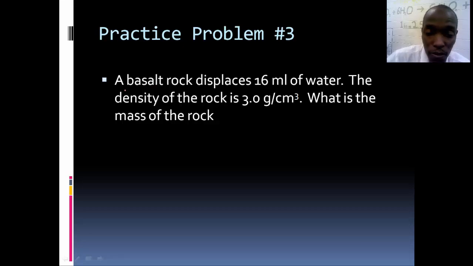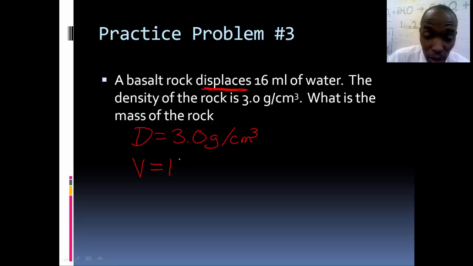Alright, so here it says the basalt rock displaces, keyword here, displaces 16 milliliters of water. The density of the rock is 3.0 grams per cubic centimeter. What is the mass of the rock? So what do we already know? We know the density is equal to 3.0 grams per cubic centimeter. And we said that it displaced 16 milliliters of water. So that's the volume, 16 milliliters. How much it displaced is 16 milliliters.